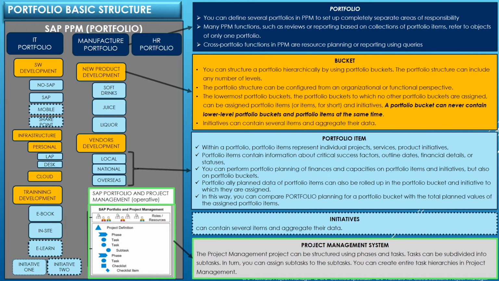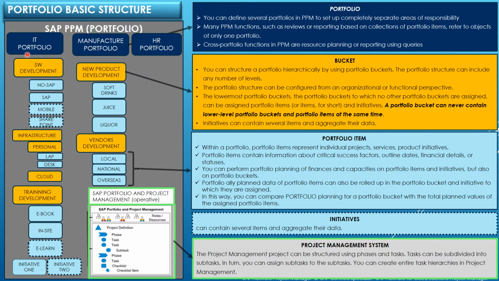In this slide, you can see the way we can create the company portfolio using SAP PPM. In SAP PPM, we have three main parts. The first one is the portfolio itself. So in the figure, you can see that I have an IT portfolio, then I have a manufacturing portfolio, human resources portfolio, but I can have a marketing portfolio or commercial portfolio.